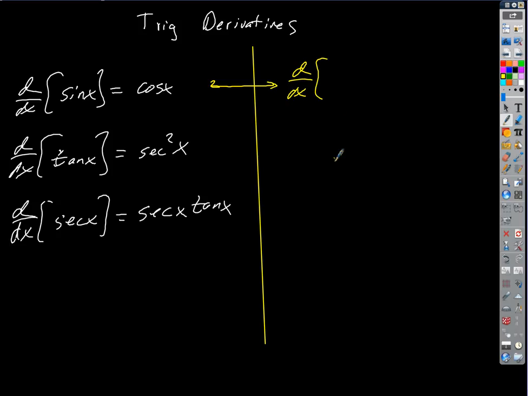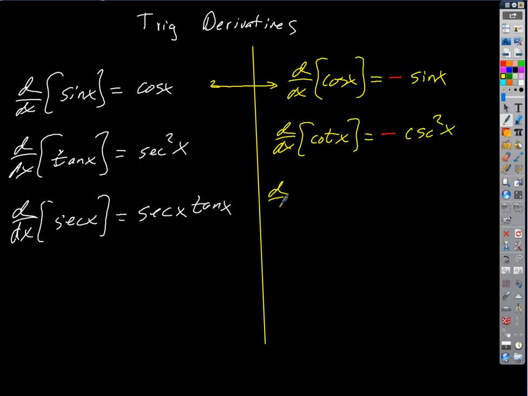The derivative with respect to x of cosine x equals negative sine x. What do you think the derivative with respect to x of cotangent x equals? It's going to be negative cosecant squared x. What do you think the derivative with respect to x of cosecant x is going to equal? Negative cosecant x cotangent x.